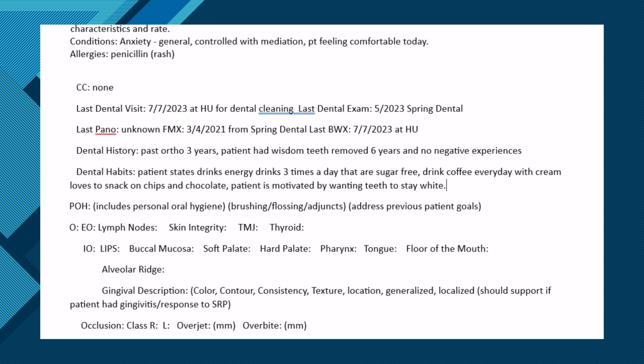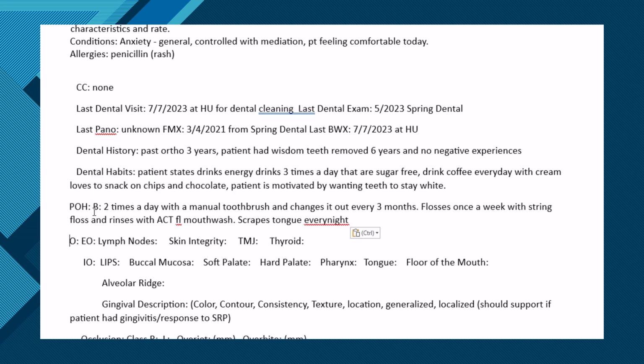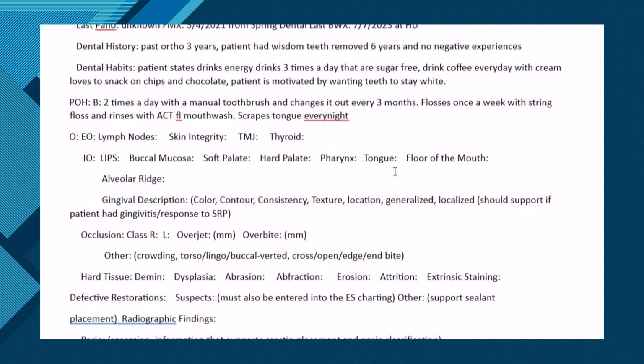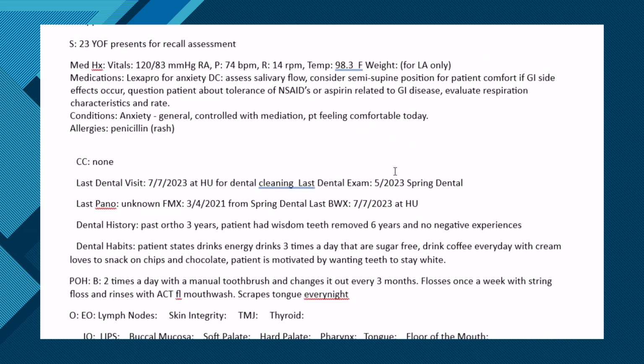POH means personal oral hygiene habits. What does the patient do every day? How are they brushing? How are they flossing? So this patient brushes twice a day. They are flossing once a week. They are rinsing with mouthwash, ACT fluoride mouthwash, which is fantastic, and the patient scrapes their tongue every night. So that kind of gives you an idea of what the S is supposed to look like.